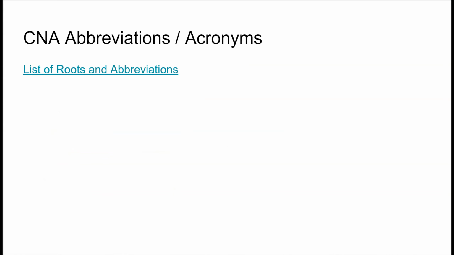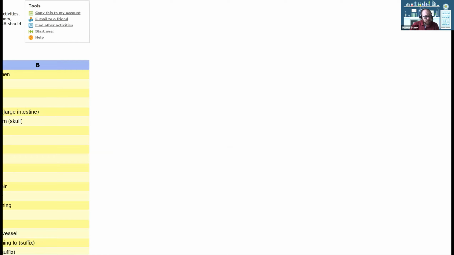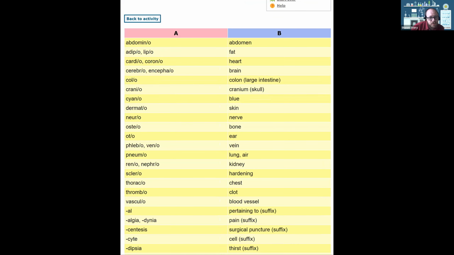Yes. Perfect. All right, so here is the list of our root words and abbreviations. We're going to review. Let me move this over here. All right, so the beginning are all these root words, these Latin and Greek root words that we were looking at. A few of them are new that we haven't looked at yet today. For example, fats, like lipids are fats. So lip, adip will be fats. The brain, cerebral.